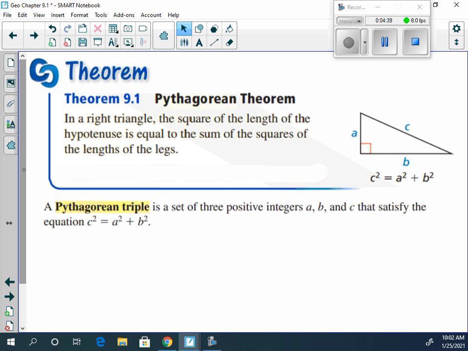But the theorem, a squared plus b squared equals c squared, is what we call the Pythagorean theorem. And it solves for any side. If we have 2 sides of a right triangle, we can solve for the third by using this theorem here.